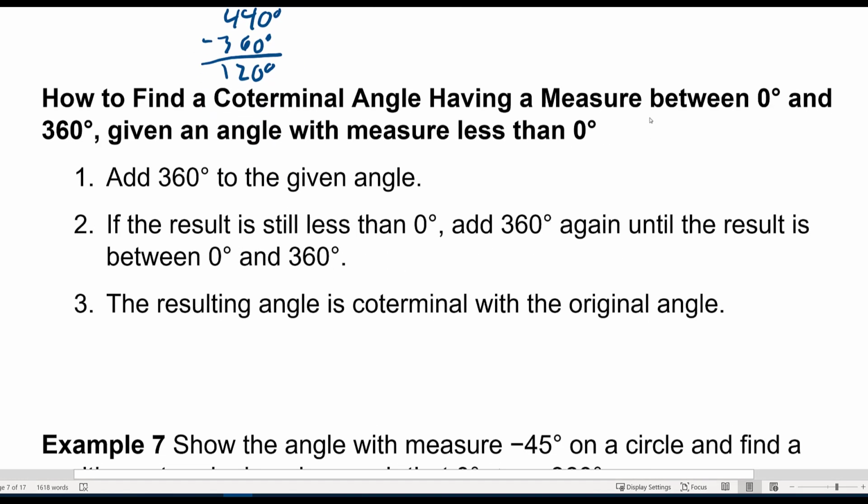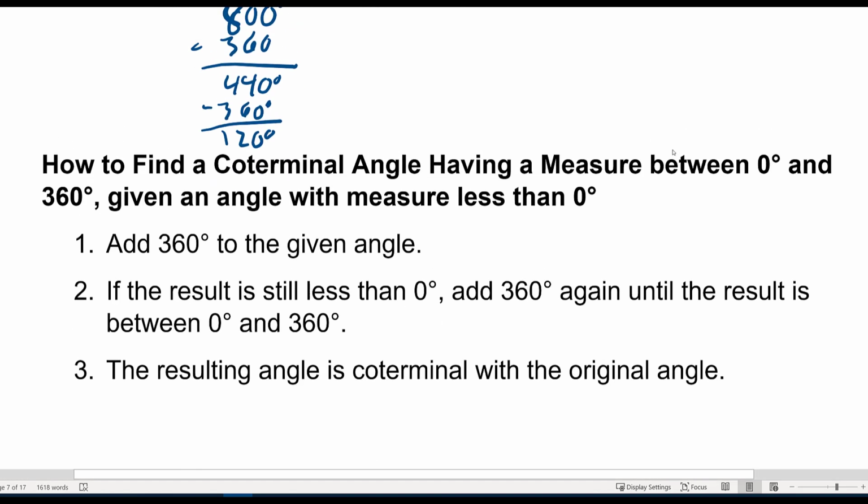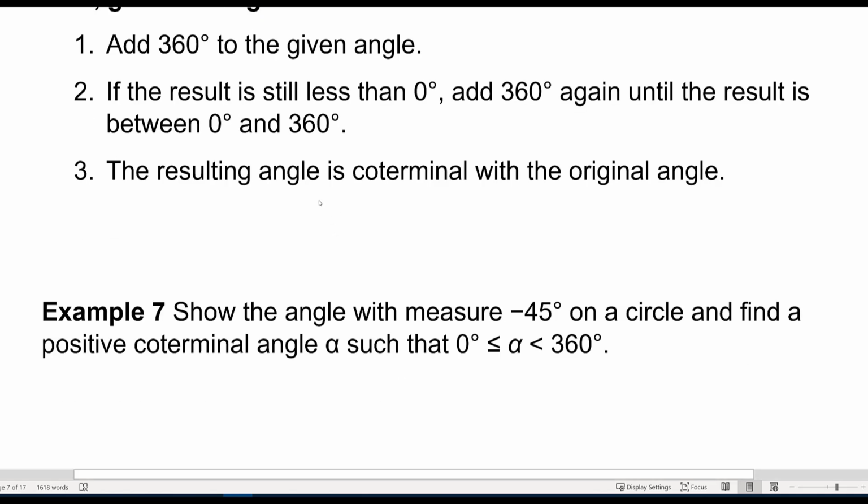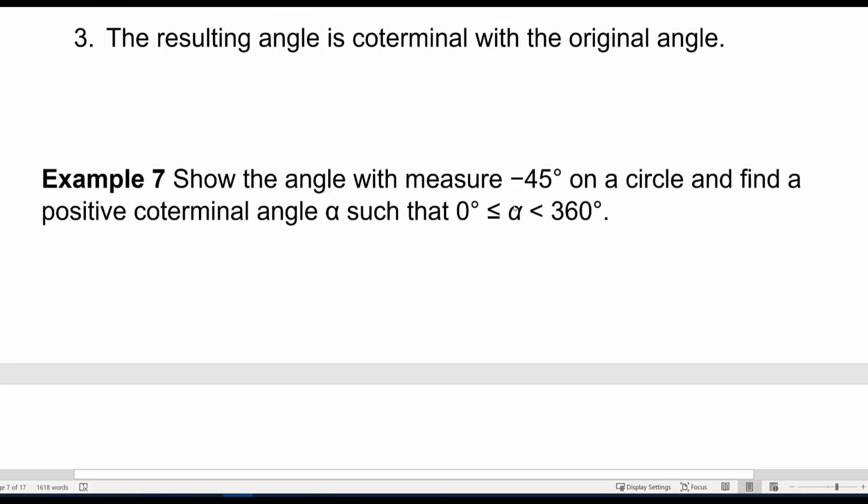Now, how to find a coterminal angle having a measure between 0 and 360 given an angle measure less than 0 degrees. If it's a negative angle, we add 360. If the result is still less than 0, add 360 again until we have an angle between 0 and 360. The resulting angle is coterminal with the original.